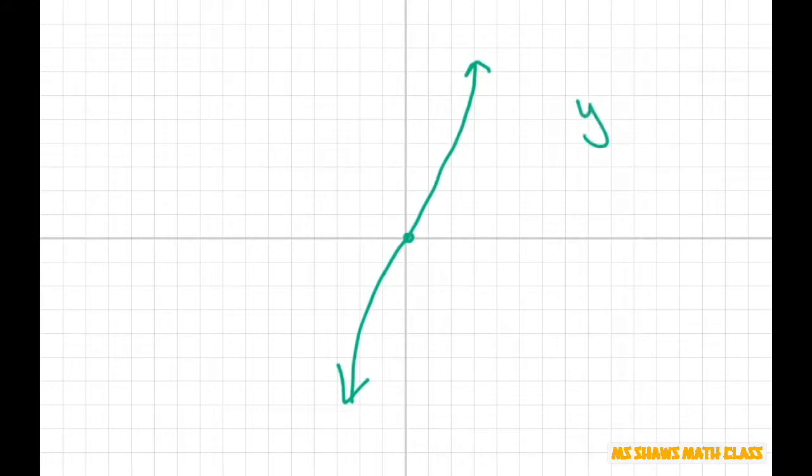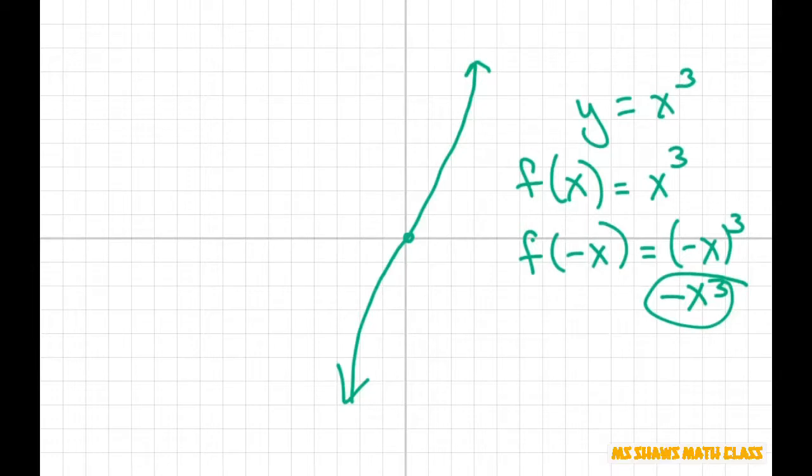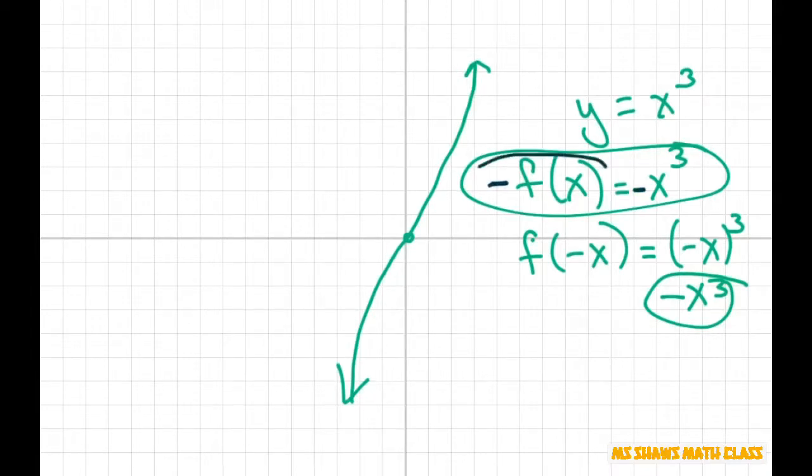So we have y equals x cubed, or f of x equals x cubed. So if I plug in negative x, negative x cubed is negative x cubed. If I want this to look like the original, I'd have to put a negative in front of each one. So that's what makes it odd.